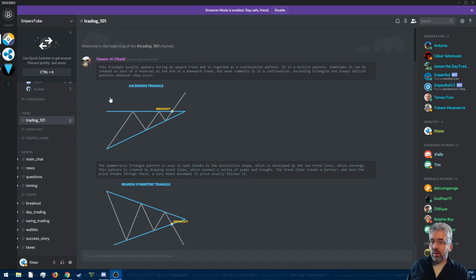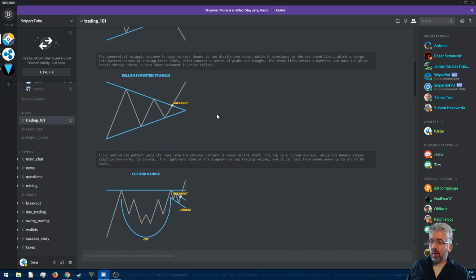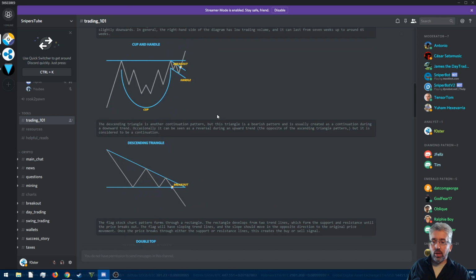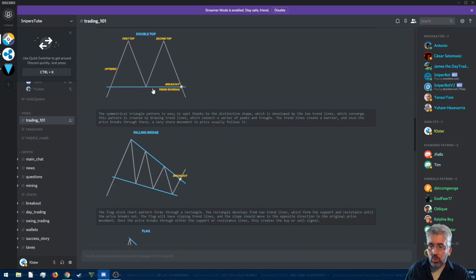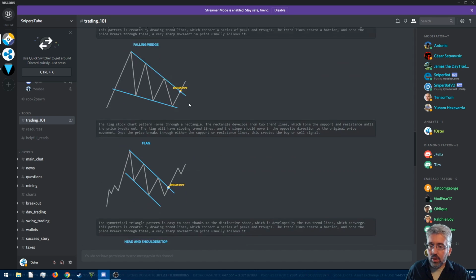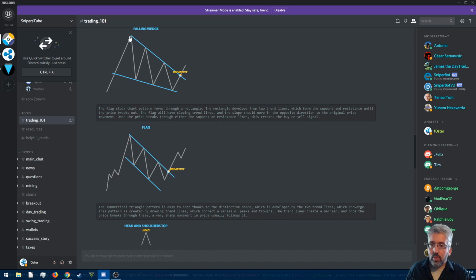This is our Discord page. In this case, I'm in the Trading 101 channel, where we have all of these chart patterns that people can use in trading, that we use in trading. And these already show these blue lines, right? We're talking about support and resistance. Here we got support, we got resistance.